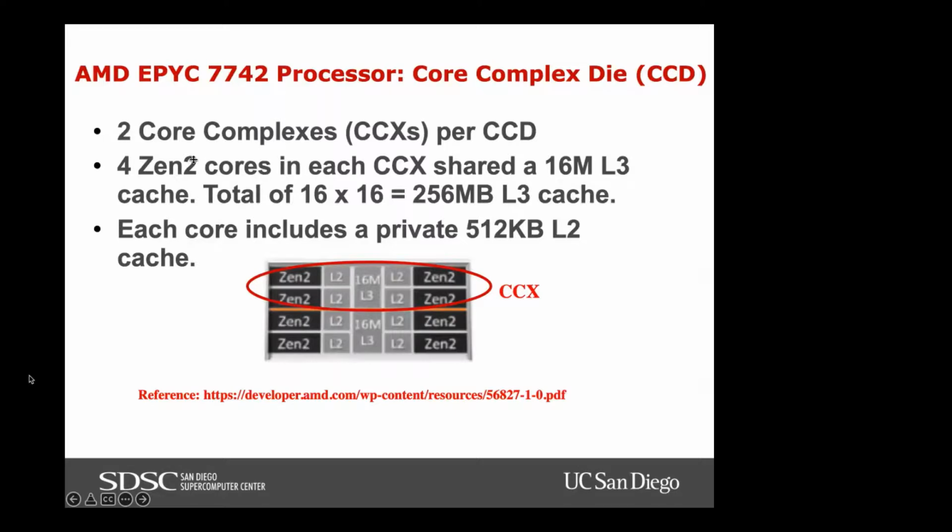Now, in a core complex die itself, there are 2 core complexes which share L3 caches. So you can see the circled thing here, where you have a CCX, the core complex, which has 4 cores, 4 of these Zen2 cores, and they all share a 16 meg L3 cache. And if you look at the latest AMD chip, which is the Milan, they actually all share a bigger cache. I forget what the cache size is, but it's bigger. So again, there's another memory hierarchy here. And then each core has its own private L2 cache.